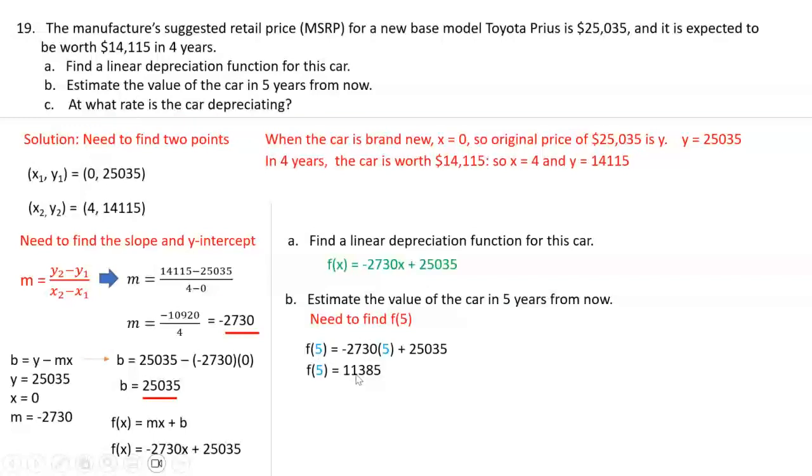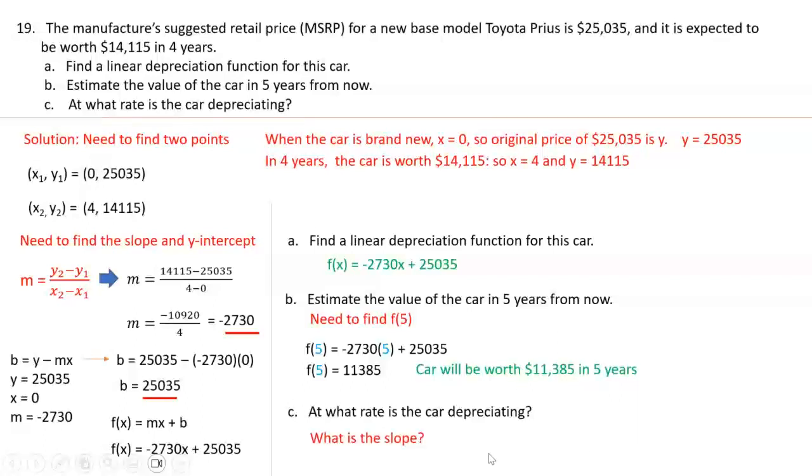We use a calculator, so we get 11,385. So in 5 years, the car will be worth $11,385. That's how much the car went down or lost some value. The whole part C, at what rate is a car depreciating? It means what's the slope, right? But we don't put negative because the depreciating means it's already negative. The answer will be $2,730 per year. That's the answer for part C.